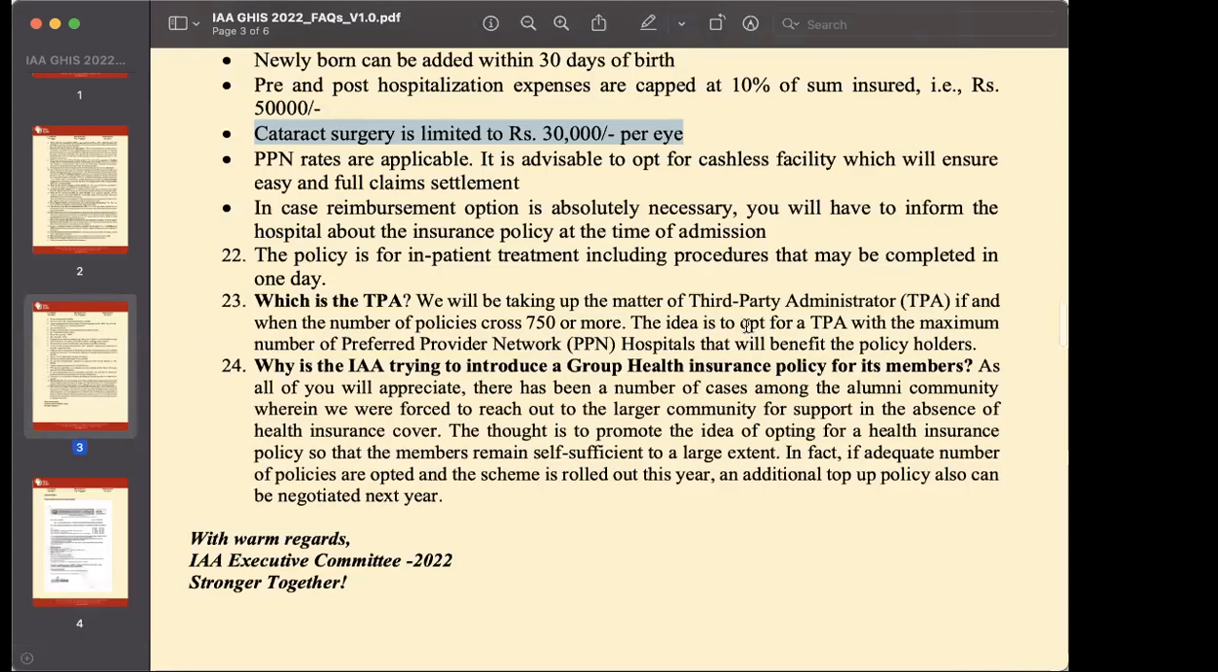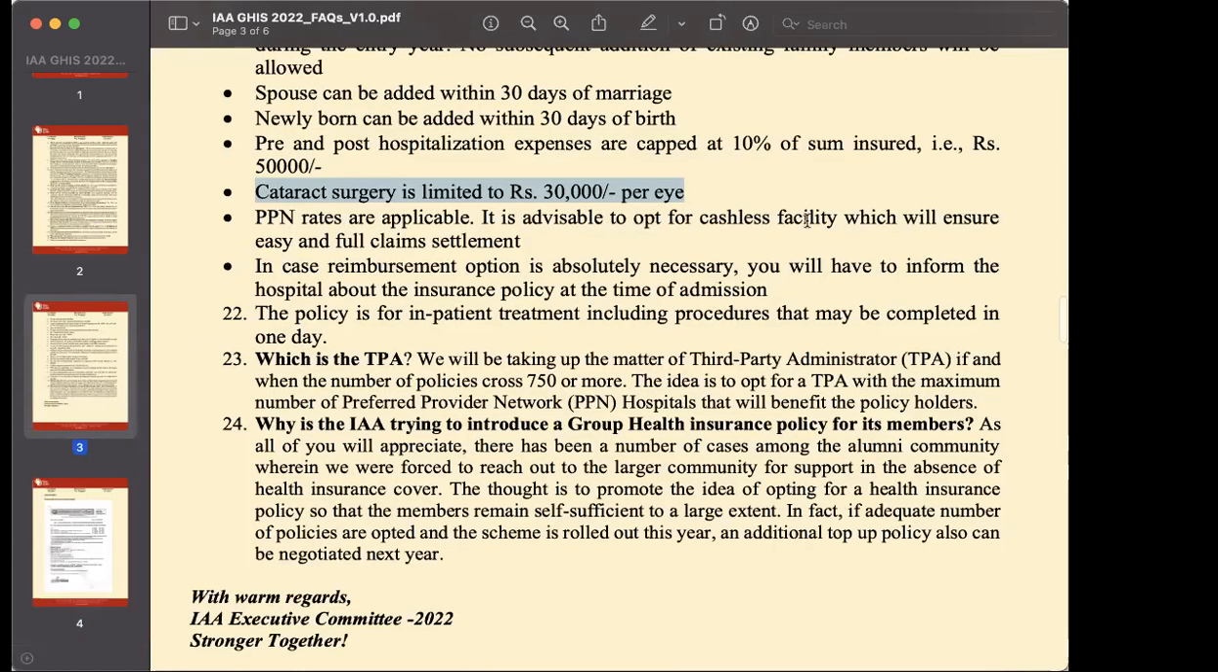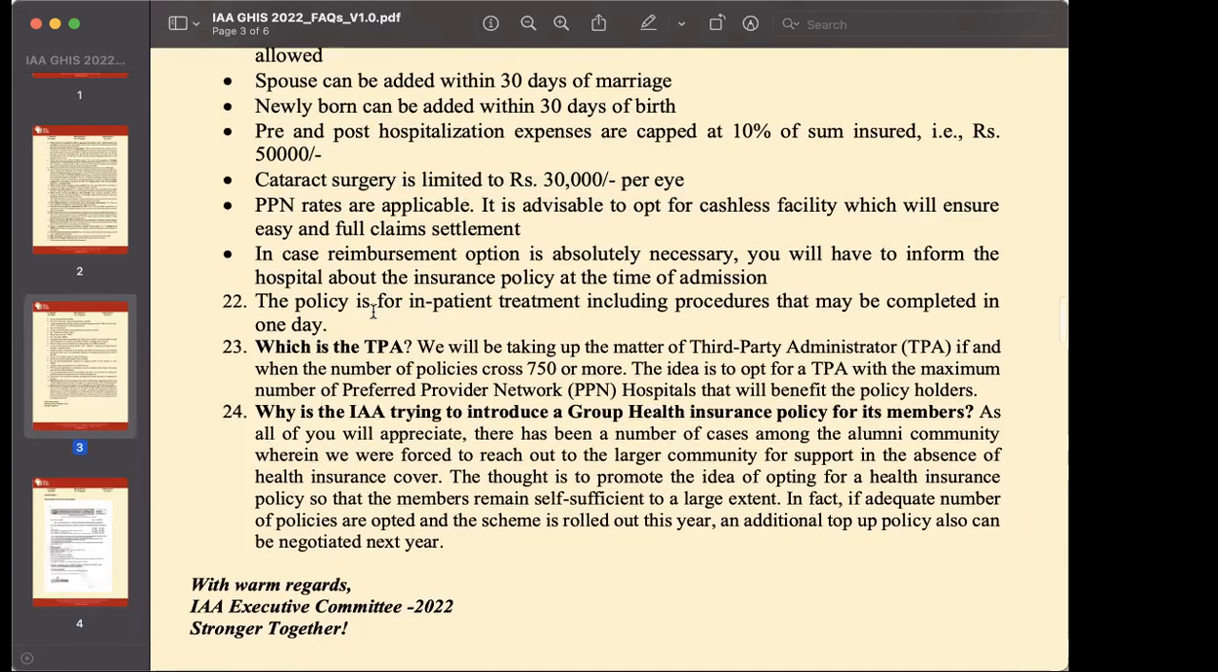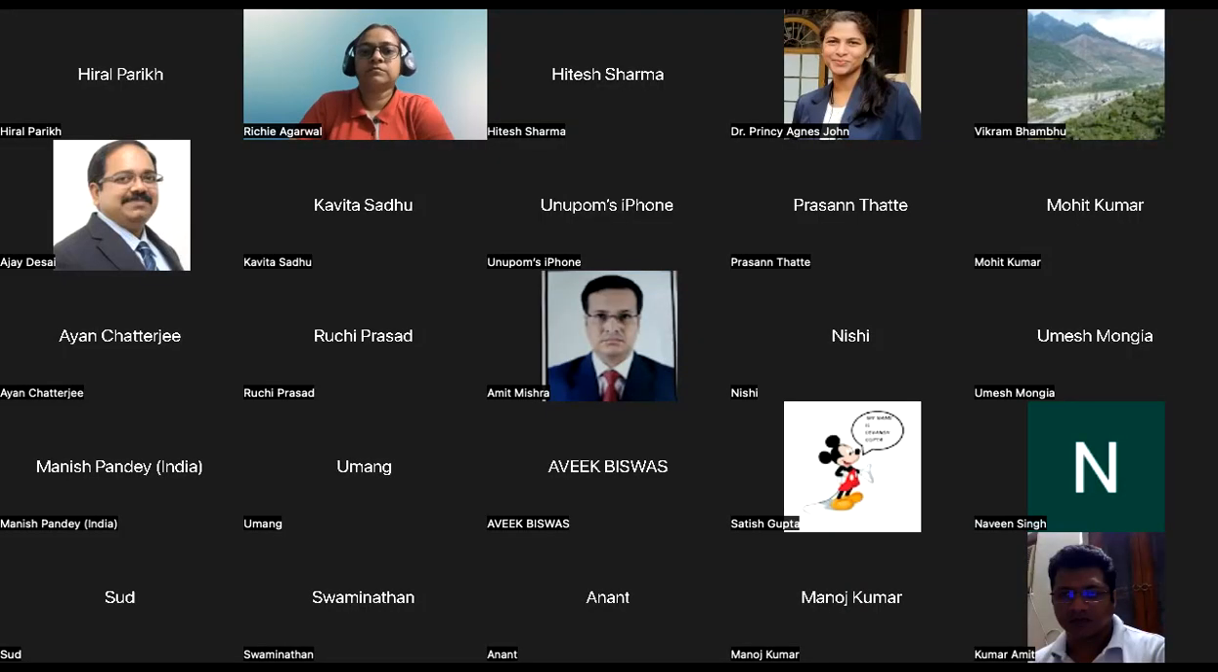Then PPN rates are applicable. It is advised to opt for cashless, which will ensure easy and full claim settlement. In case the reimbursement option is absolutely necessary, you will have to inform the hospital about the insurance policy at the time of admission. And the policy for inpatient treatment is available for procedures that may be completed in 1 day. So that is possible. But for OPD kind of treatments, it is not available. The example for the inpatient treatment is the cataract operation.